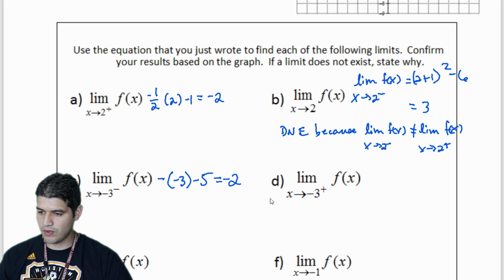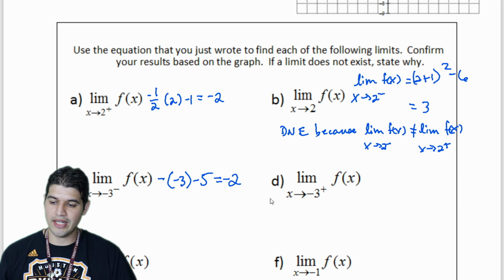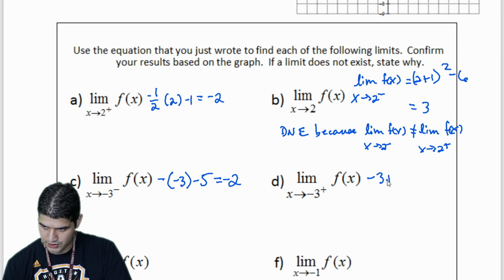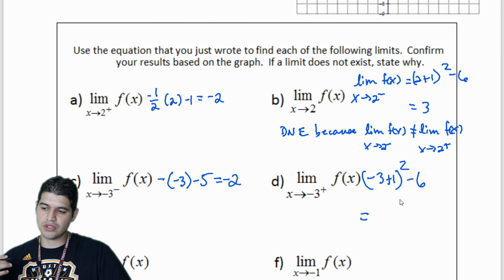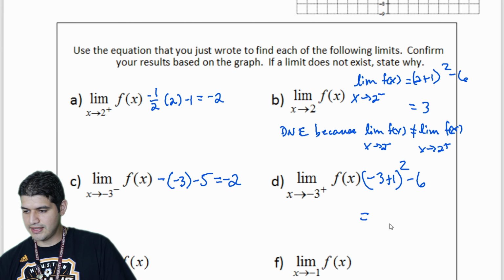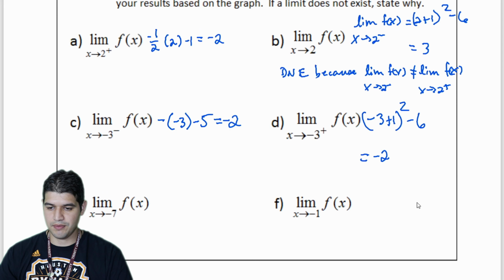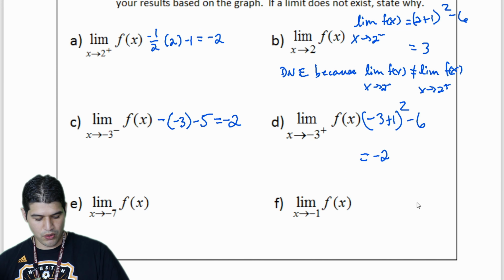Now in part D, it's the limit of f of x as x approaches -3 from the right. So I'm going to use our second equation: -3 plus 1 squared minus 6. -3 plus 1 is -2, and -2 squared is 4. 4 minus 6 is -2. And in part E, the limit of f of x as x approaches -7. Well, which one am I going to use?